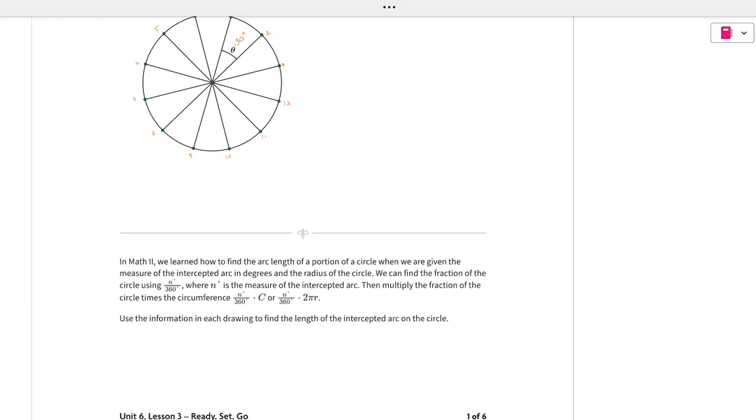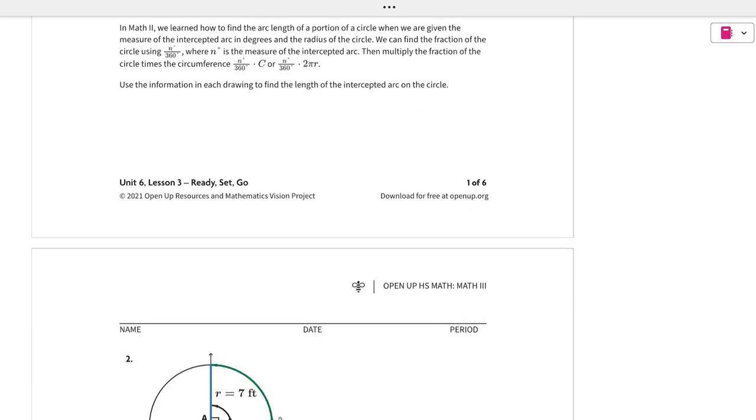All right, it gives us a little note right here. In Math 2, we learned how to find the arc length of the portion of a circle when we are given the measure of the intercepted arc in degrees and the radius of the circle. We can find the fraction of the circle using n degrees over 360 degrees, where n degrees is the measure of the intercepted arc. Then multiply the fraction of the circle times the circumference. So, use the information in each drawing to find the arc length of the intercepted arc on the circle.